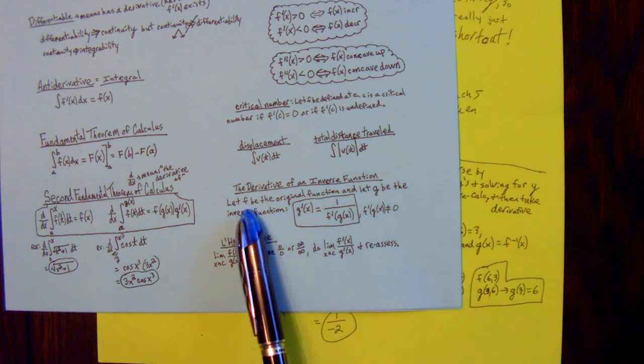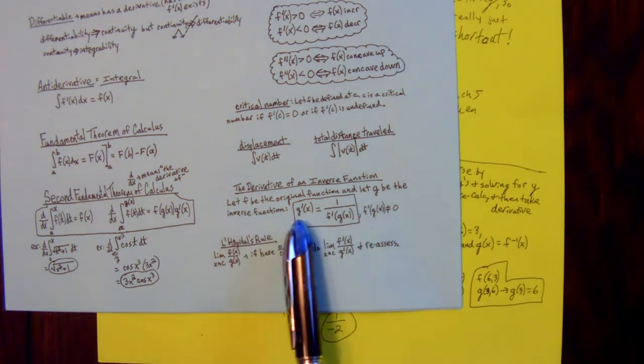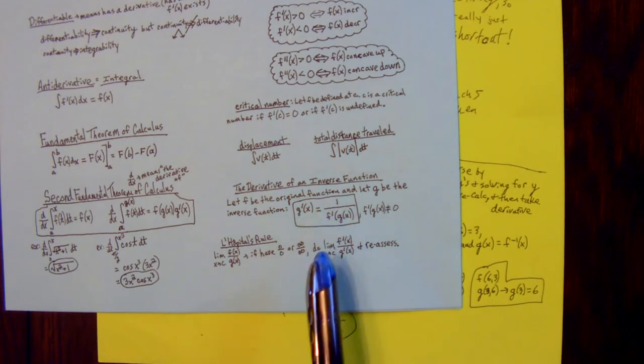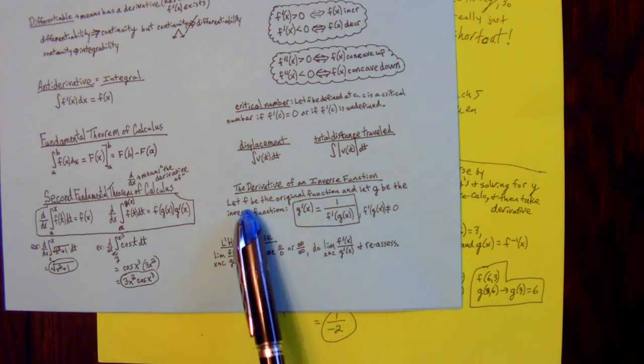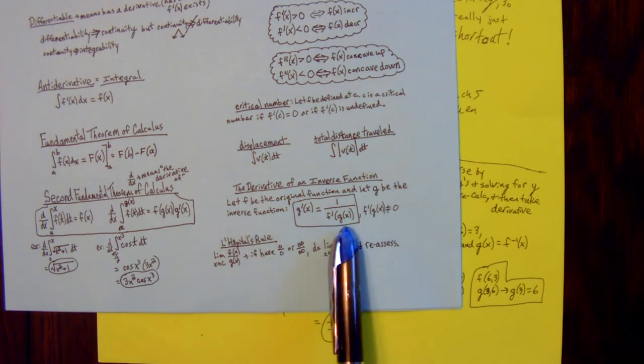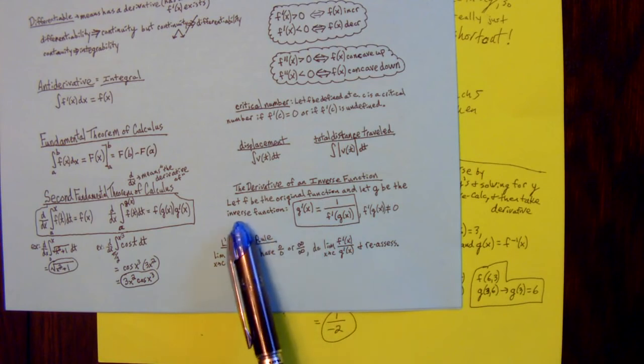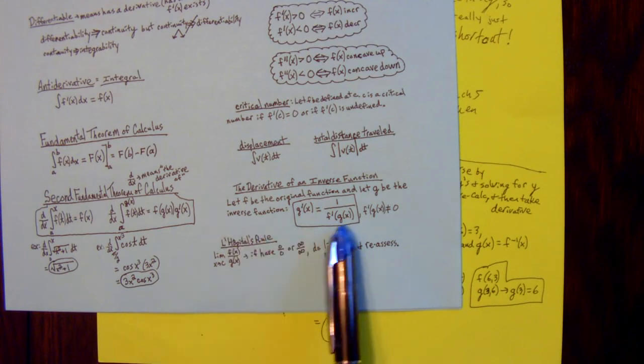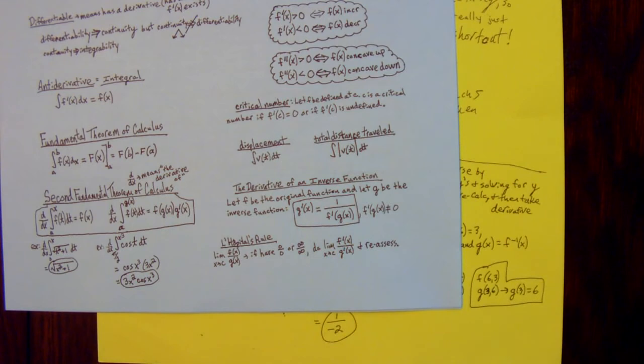If f is the original function and g is the inverse function of f, then the derivative of g, the inverse function, is 1 over f prime of g of x. The way I remember this is the original function goes on the outside. That's the one you're doing the derivative of. The inverse function goes on the inside. In for inverse, in for inside. That's how you do the derivative, which would be like the slope of the tangent line of that inverse function.